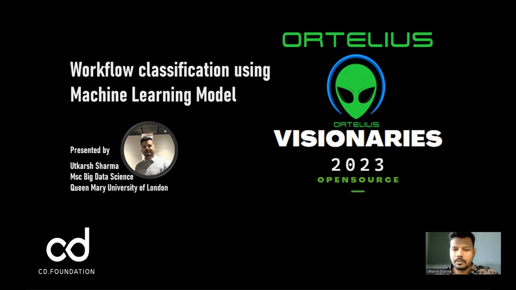In the next 10 minutes, I'm going to talk about one of the features that we are planning to integrate in Ortelius. This presentation will be specifically around how we can classify our workflow using machine learning algorithms, because this is one of the initial steps that we have already started working on, and this needs to be completed as a part of that feature. So let's deep dive into it.